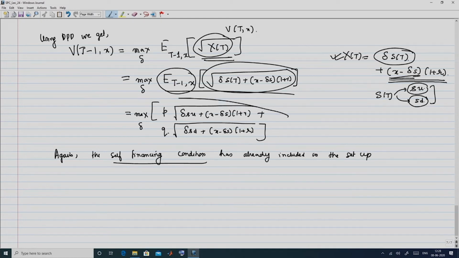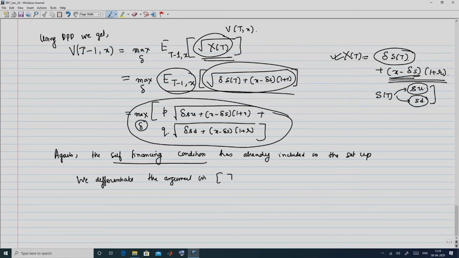Okay, now let us focus on this problem of maximization of this expected value. For that purpose we use single variable calculus, since we need to optimize only with respect to delta. So, we differentiate the argument in the square bracket with respect to delta and set it equal to 0 to eventually obtain the following.